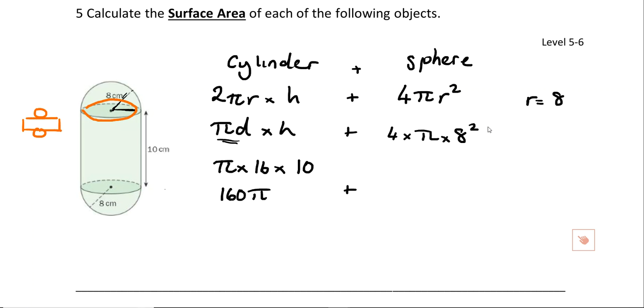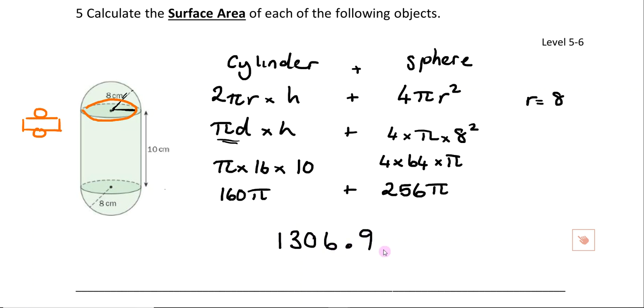Or wait till finished. Okay, so then 4 times, well, r squared is 64. Okay. So that's 256 pi. Does that make sense? If we work those out, we end up with an answer of 1,306.9 square centimetres. Okay?